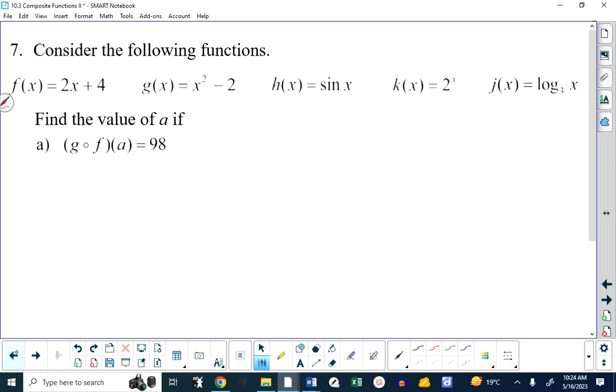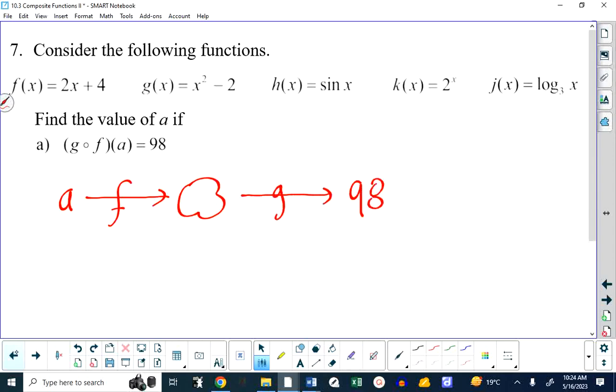You're given a bunch of functions at the top. It doesn't matter what they are. When we get to the function we need to use, we'll look at it. This says g of f of a is 98, which means a, some number, goes into f, the result goes into g, and you get 98. We've got to work backwards here to find out what A is. And if you don't do that flow chart or flow diagram, whatever you want to call it, it's difficult.